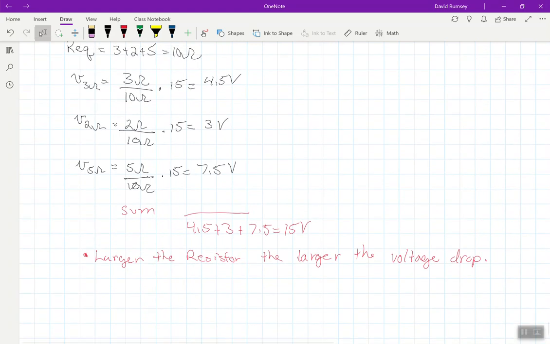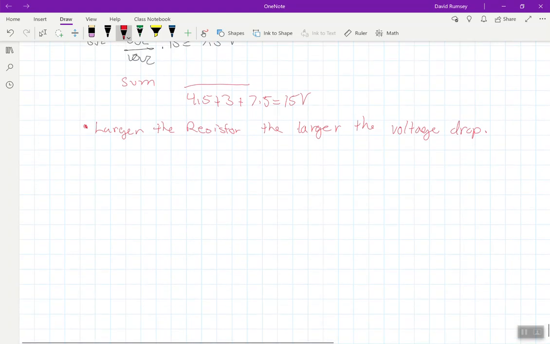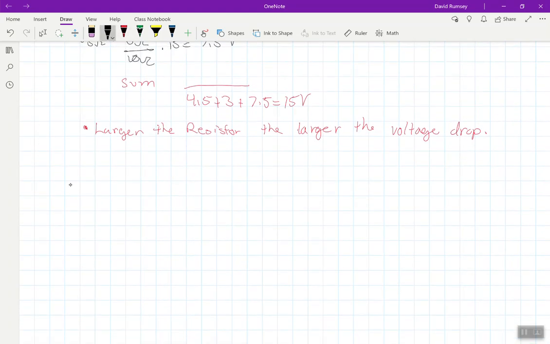And we can see that again here. The largest resistor was 5 ohms, and it had the largest voltage drop. The smallest resistor was 2 ohms, and it had the smallest voltage drop across it. All right. So let's look at one more quick example of this.